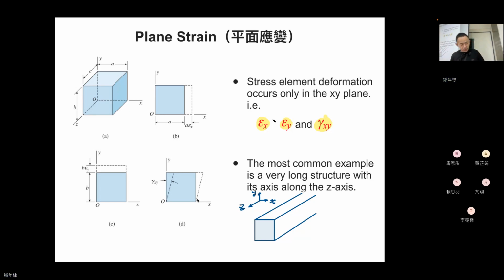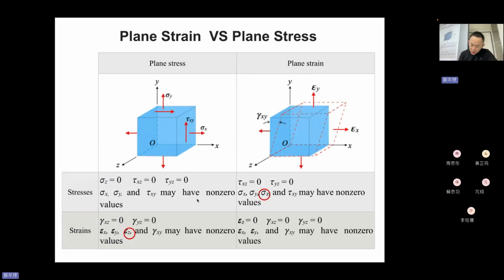Okay, that's it. So let's make a summary on plane stress and plane strain. Plane stress is our previous section. So you see, sigma z, tau xz, tau yz. Whenever the stress component has z, it becomes 0, 0, 0, which means plane stress. But epsilon z has non-zero values because of the Poisson ratio, right?